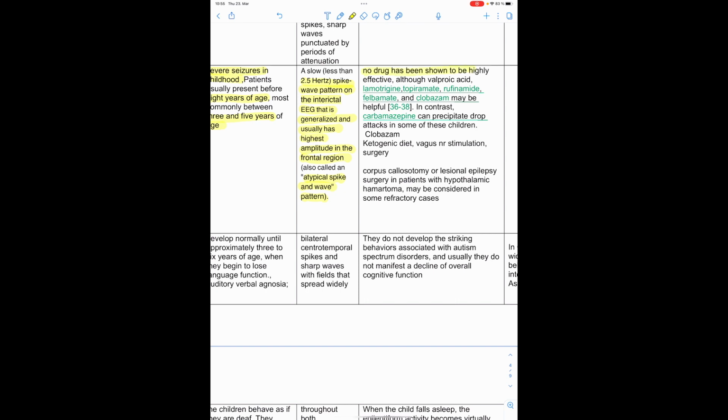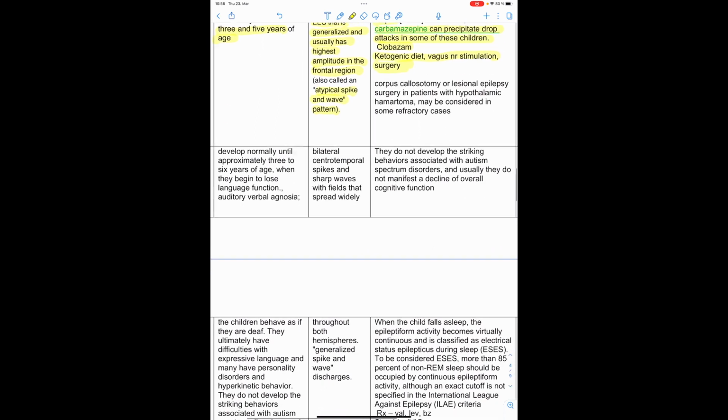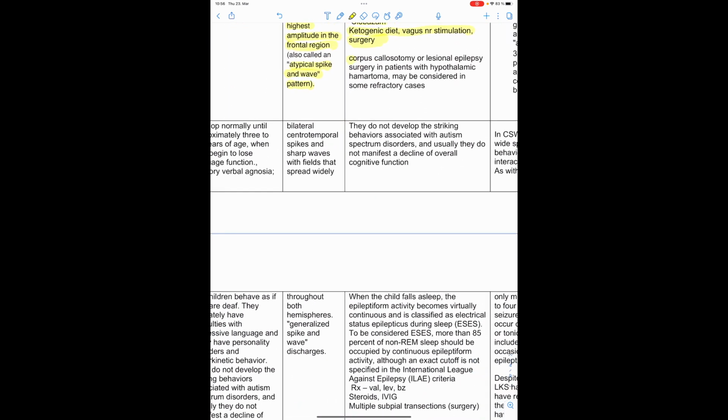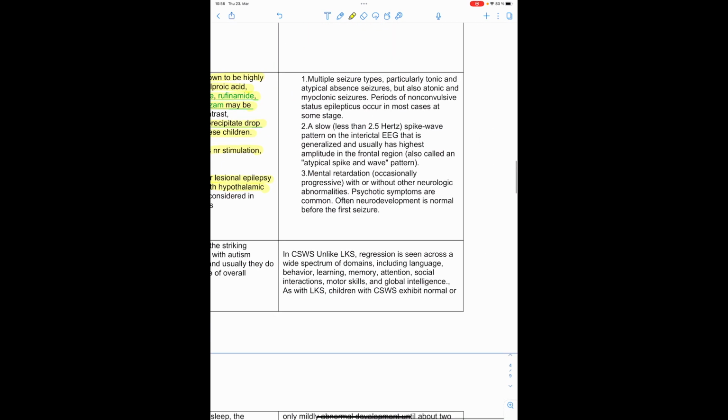No drug has been shown to be highly effective, although valproic acid, lamotrigine, topiramate, rufinamide, felbamate, and clobazam may be helpful. In contrast, carbamazepine can precipitate the drop attacks in some of these children. Ketogenic diet, vagus nerve stimulation, and surgery are also options. Corpus callosotomy or lesional epilepsy surgery in patients with hypothalamic hamartoma can be considered in refractory cases.